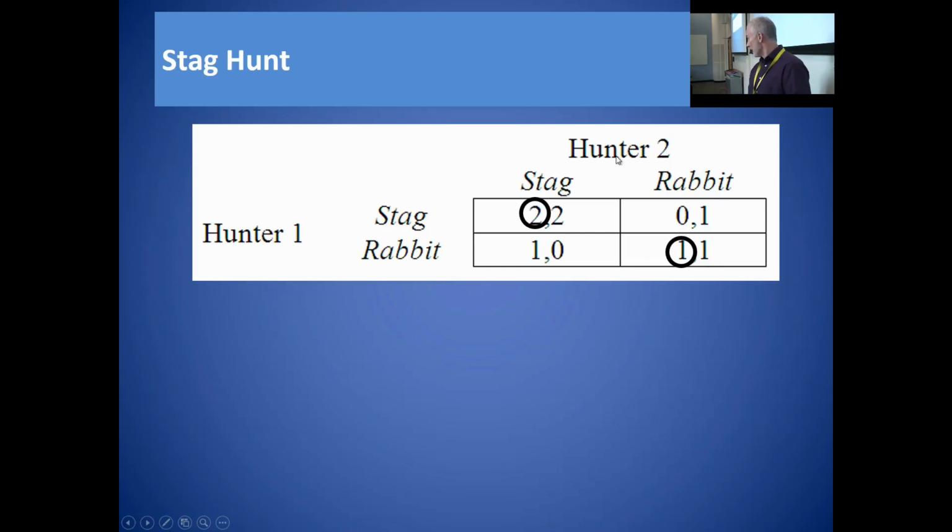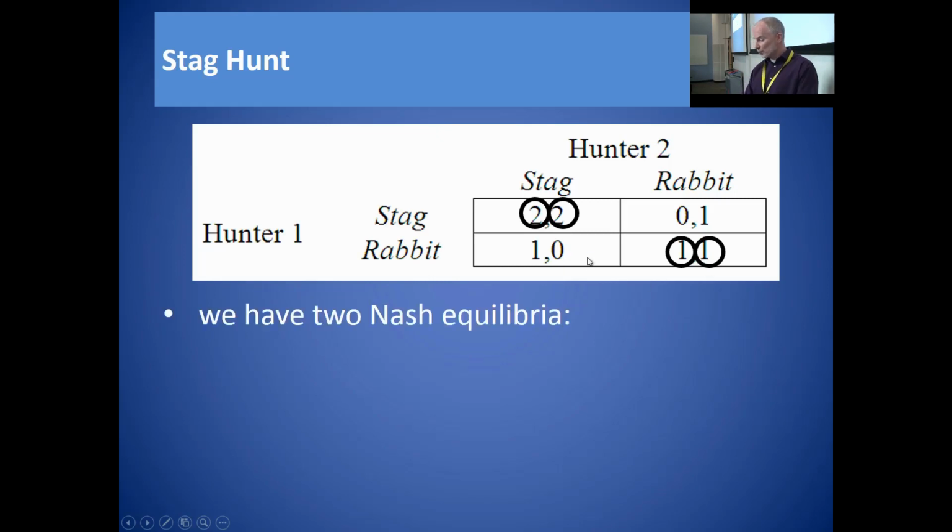Now, what are the optimal or the best responses for Hunter 2? If Hunter 1 pursues the stag, Hunter 2 will also want to pursue the stag. 2 as opposed to 1. And then lastly, if Hunter 1 pursued the rabbit, Hunter 2 would also want to pursue the rabbit. 1 as opposed to 0. So, as we saw, I did rush through that a bit. We are going to go through things like this again, or you are going to go through things like this again in seminars. We're really going to reinforce this.